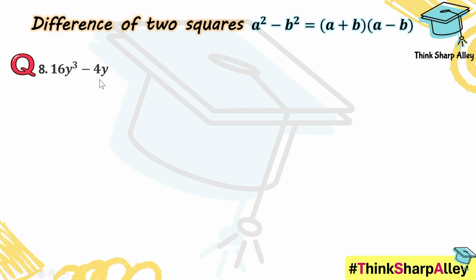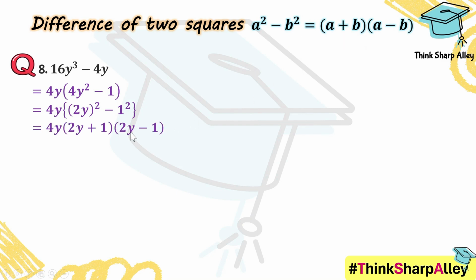Now back to this problem. We will take 4y common. So we have 4y square minus 1 inside the bracket. Now these two terms are perfect squares. 4y square can be written as (2y) whole square and 1 is 1 square. Now what's inside? Looks like our favorite identities territory, right? So we apply this difference of two squares formula and we are done. Clean and easy, right? Let's roll into our next question.